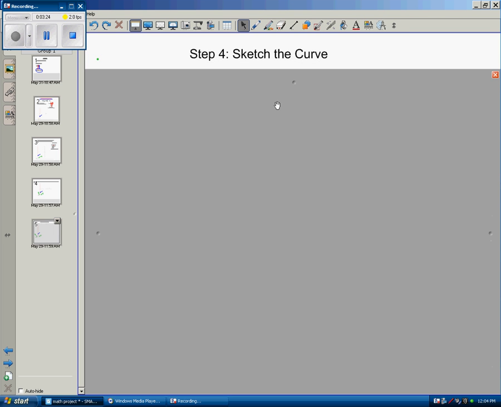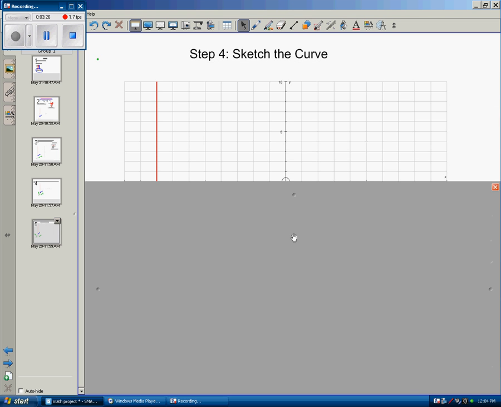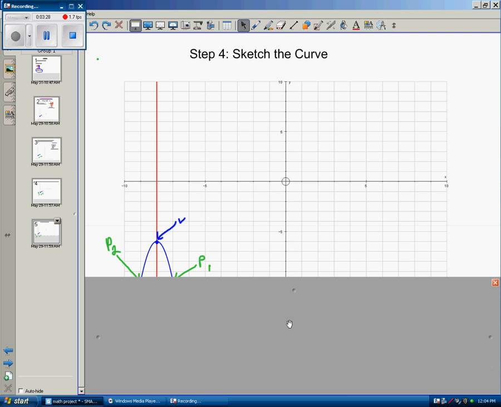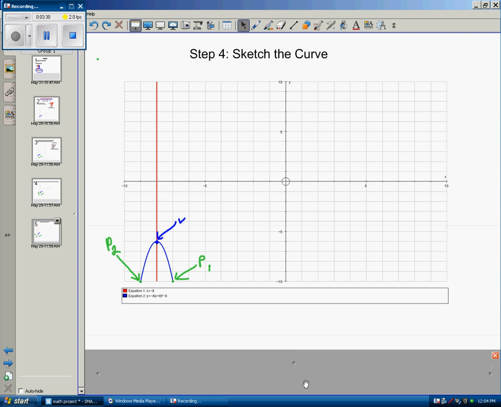Step 4, sketch the curve. Since it's a parabola, it's going to be in a U shape, and you have to look at the original problem. In the original problem, the slope is going to be -4, because a in the problem is equal to -4. That means your parabola should be going downwards, about 4 units.